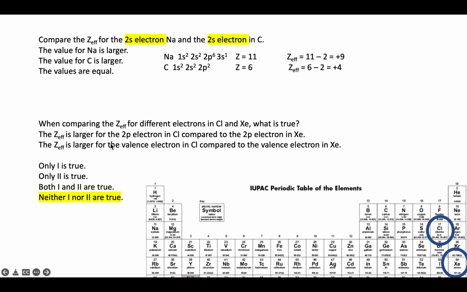If I'm looking at the valence, I have one that is a noble gas, one's a halogen. The effective nuclear charge has increased as I move all the way to reach the noble gas. So that would also be larger for xenon.